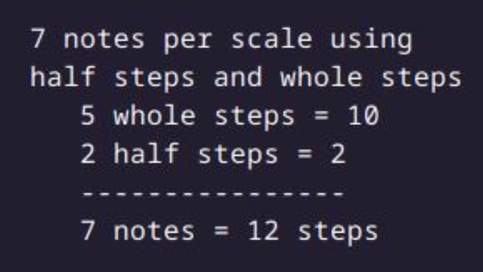The way that scale patterns are identified is by figuring out how many of each of the 7 steps it takes to total 12 steps. So, with only half steps and whole steps, you have 5 whole steps, which is 10, and 2 half steps, which is 2. 10 plus 2 equals 12. Next, determine how many unique patterns are created using exactly 2 half steps and 5 whole steps. This will be discussed in the technical details section.